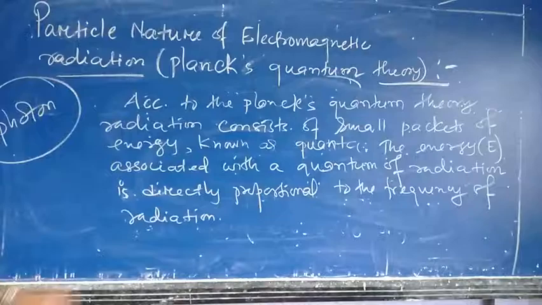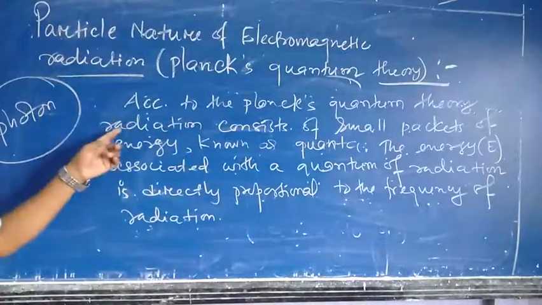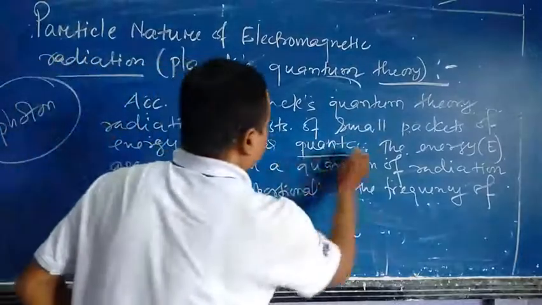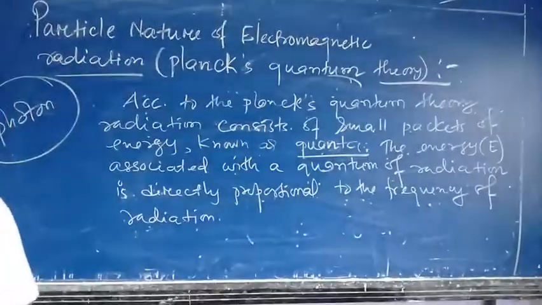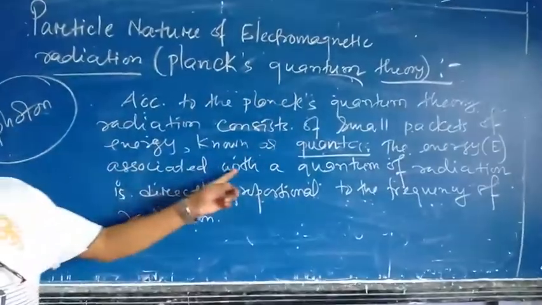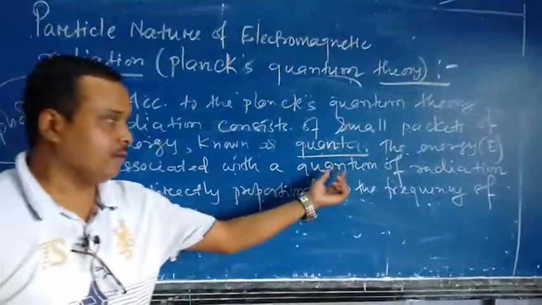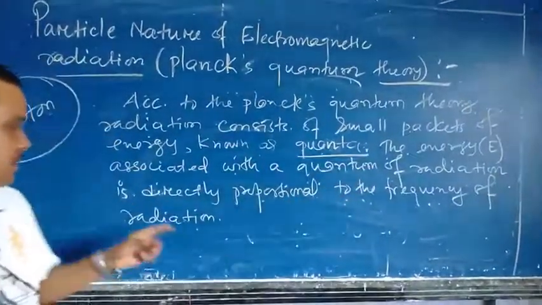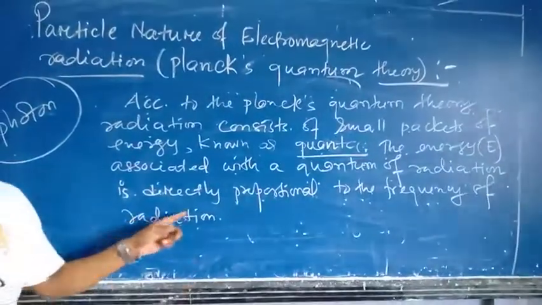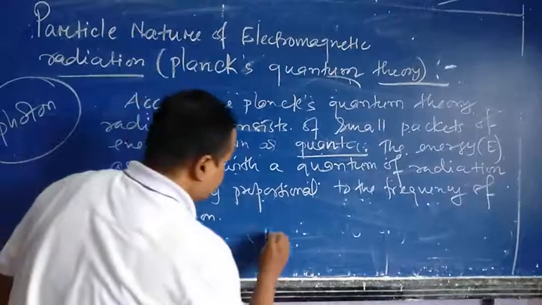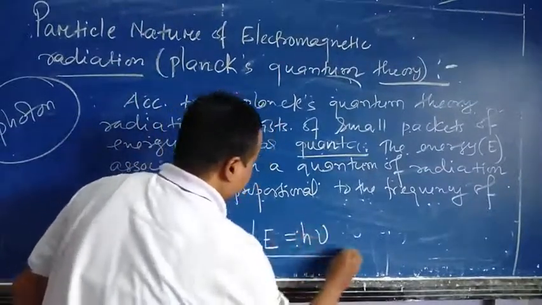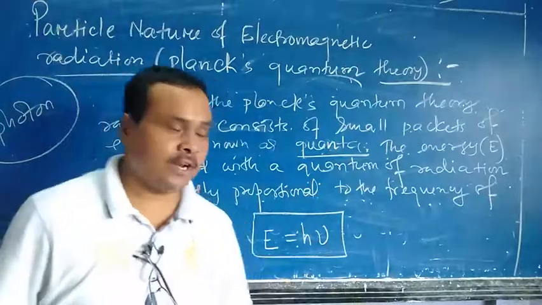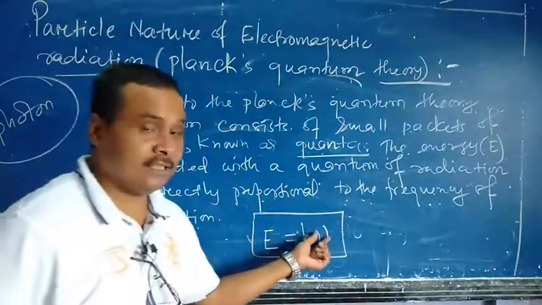So according to the Planck's quantum theory, radiation consists of small packets of energy known as quanta. The energy E associated with a quantum of radiation is directly proportional to the frequency of the radiation. So this is E equal to h nu. This is the mathematical form of the Planck's quantum theory. E is the energy associated with a quantum of radiation, h is Planck's constant, nu is the frequency of radiation.